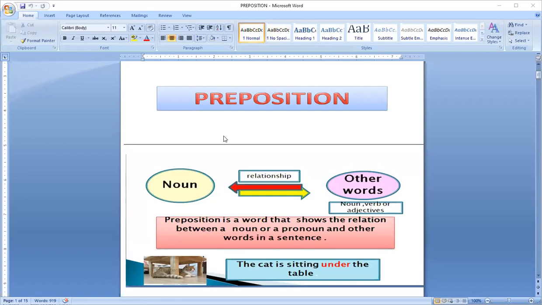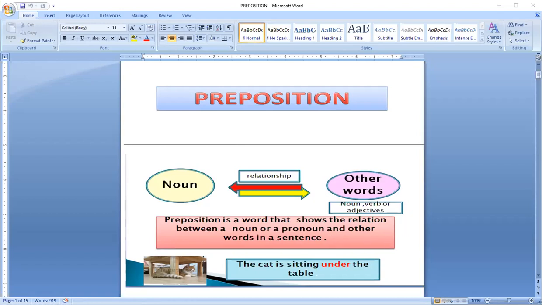So students, before starting this topic, you have to know that the word preposition is pronounced as a preposition. Preposition is a word. When we divide these two words, as a plus position, okay. When we talk in this video about what prepositions are, first of all you have to know what a preposition is. A preposition is a word that shows the relation between a noun or pronoun and other words in a sentence.